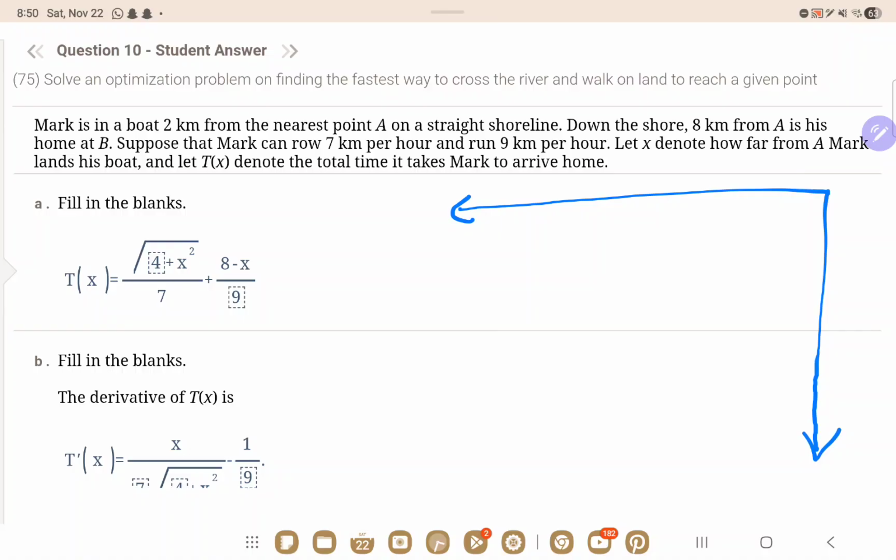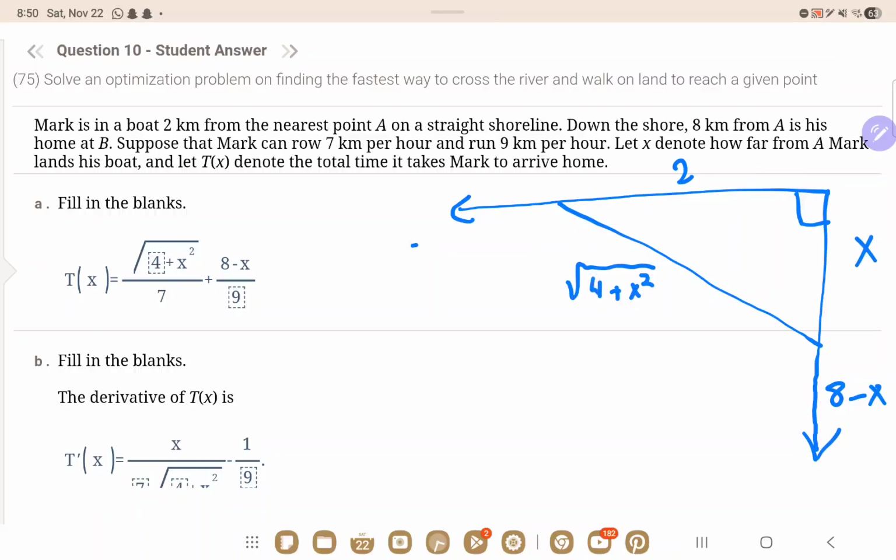Let x denote how far he is from his boat. So we know that this is 2, and this is the distance x, how far he is from his home. And in this part, they're telling you it's 8. Sorry, the whole thing is 8. This section is going to be 8 minus the part that he's going by boat. So this is just a right triangle, basically. And to find the hypotenuse of a right triangle, it's the square root of 2 squared plus x squared.